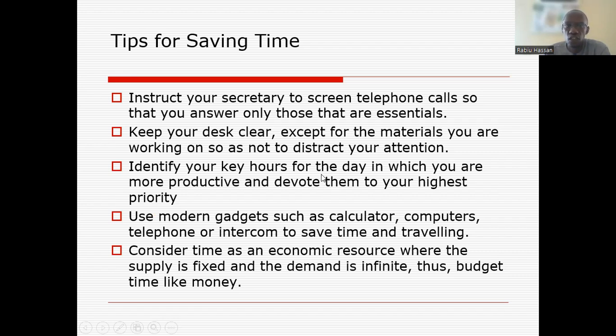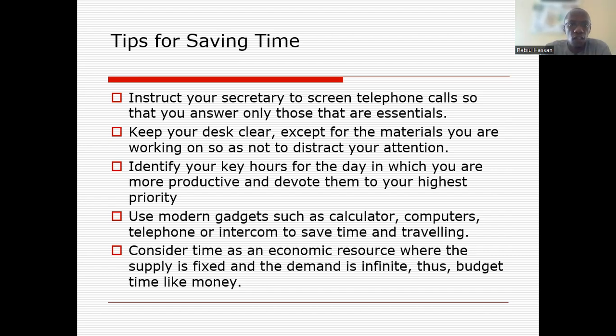Instruct your secretary to screen telephone calls so that you answer only those that are essential. Phones are very distractive. So in order to keep yourself focused on your business activity, you need to inform your secretary to screen calls so that you answer only calls that are business related, that are very important for your business. So that after the business hours, you can handle other personal phone calls and what have you.